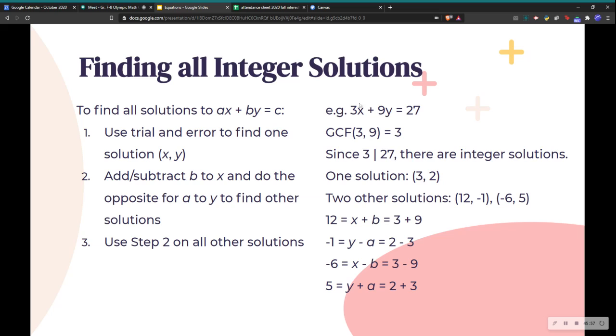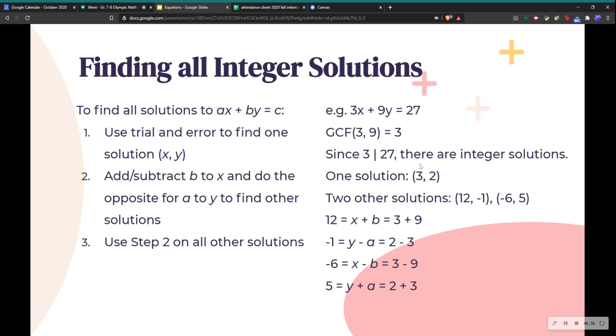So we're trying to figure out if this equation has integer solutions. You have to find the greatest common factor of 3 and 9. This should be pretty straightforward. The GCF of these two numbers is 3. Now we have to figure out if 27, the value of c, is divisible by this greatest common factor. And it is. 27 is divisible by 3. Since we know that, there have to be integer solutions, and probably an infinite number as well.